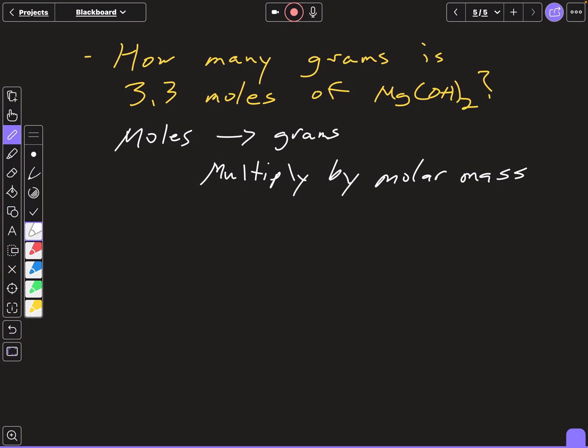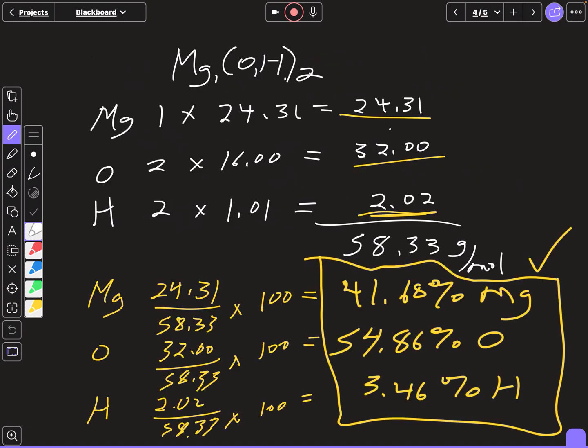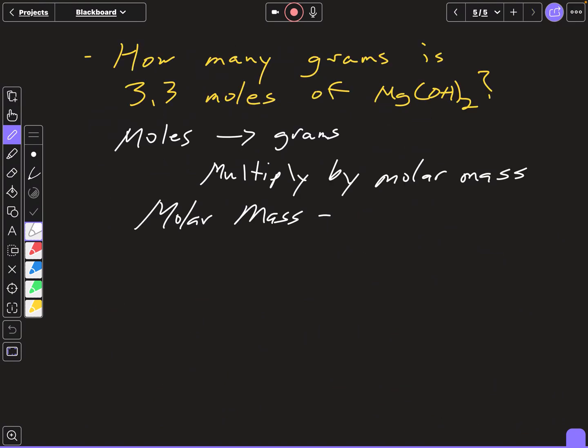You have to multiply. So I take in my molar mass of magnesium hydroxide, I found out in the last problem. I'm just going to use that already calculated. You need to calculate the molar mass, but I already did that in the last problem, and it was, if I look back, 58.33 grams per mole. Now I'm simply going to multiply my moles by that. So I'll take 3.3 times 58.33.